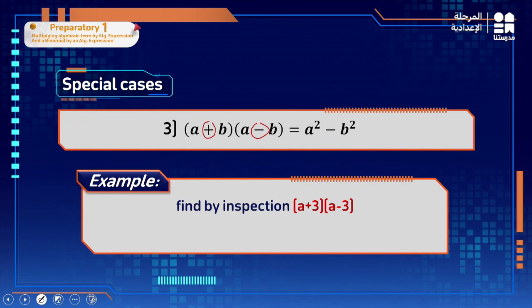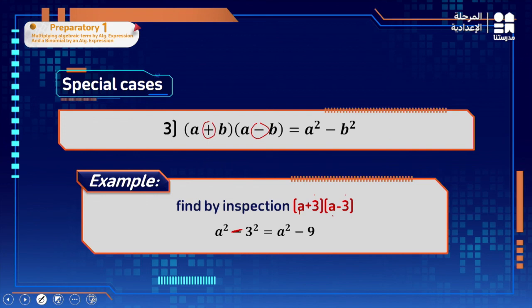Find by inspection a plus 3 times a minus 3. Do we have the same? Yes, we have a and a. Then we have 3 and 3. The only difference is for plus and minus. So immediately the first one is squared, which is a to the power of 2, minus, we have to put minus here. The second one is squared, which is 3 to the power of 2. So a squared minus 9. From where? Because 3 to the power of 2 means 3 times 3, which is 9.